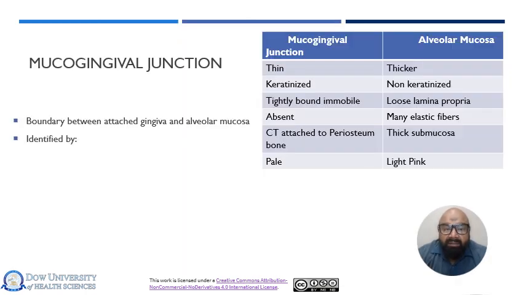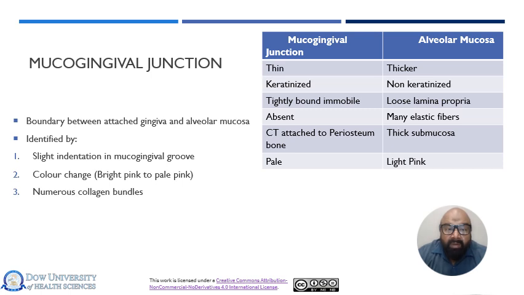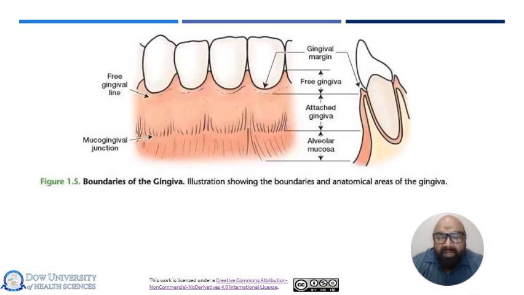So here are the different features. So the alveolar mucosa is thicker, it has elastic fibers, it has a thick mucosa, while the attached gingiva is firmly attached to the periosteum. That is why it is known as the mucoperiosteum. And the color change is evident there.